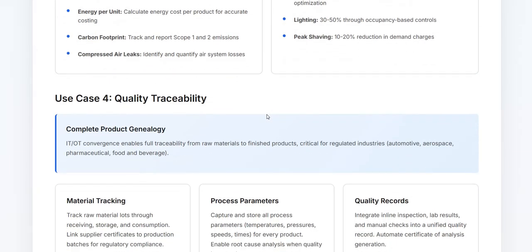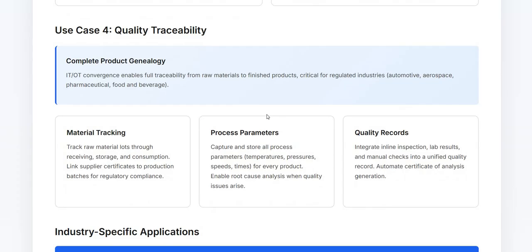Okay, and quality traceability, it extends this same idea across the entire product lifecycle. Materials arrive with identifiers, and those identifiers follow the product through storage, processing, and assembly. Along the way, process conditions such as temperature, pressure, speed, and duration get captured automatically, and inspection results, lab data, and manual checks join the same records.